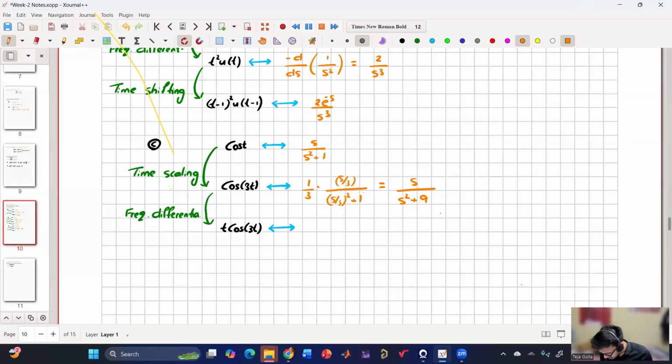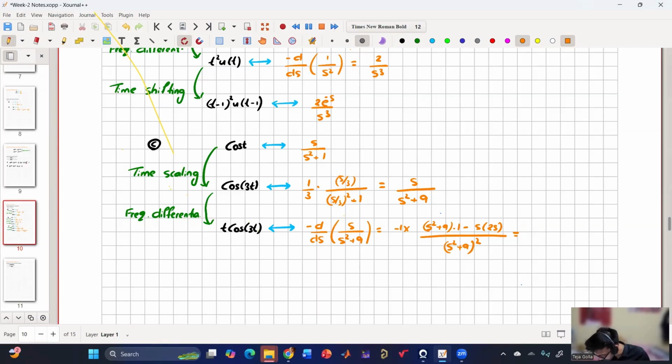Minus d by ds of s upon s square plus 9. Yes, very good. This is also like differentiation of u by v. We can do that. So we'll have minus 1 into v du, v into du is 1, minus u dv, which is s square plus 9. Sorry, minus s into 2s, right? Minus u dv by v square, which is s square plus 9 whole square.